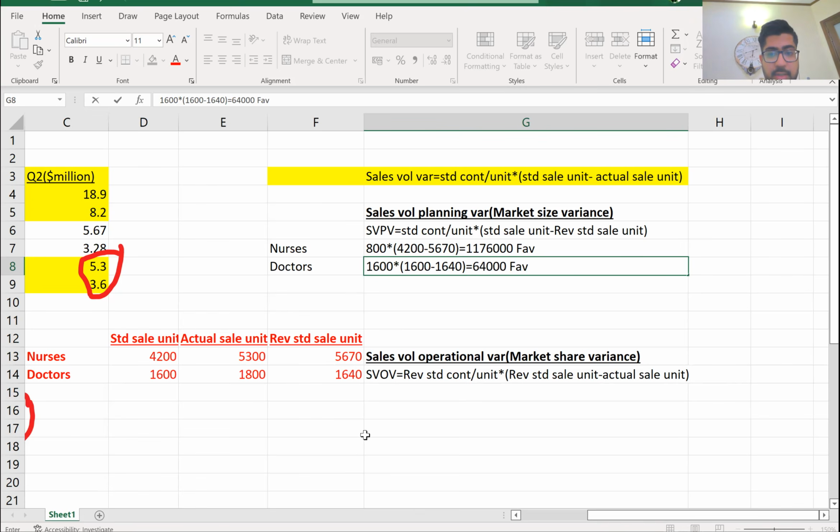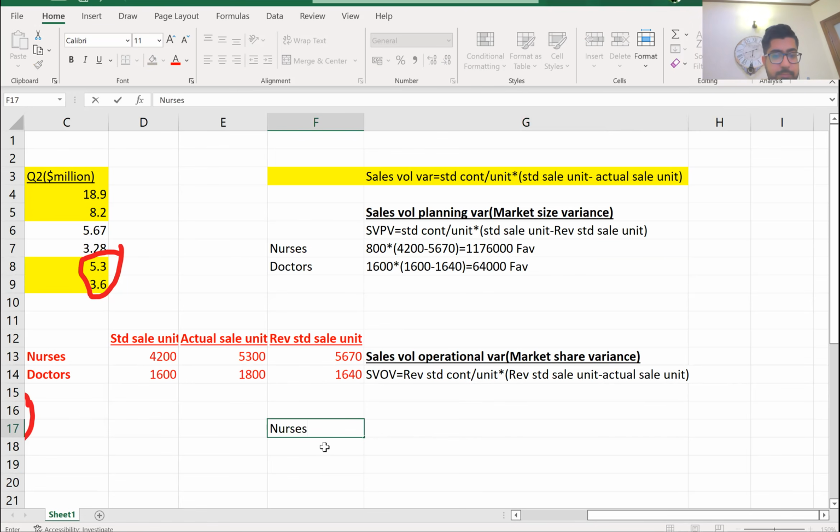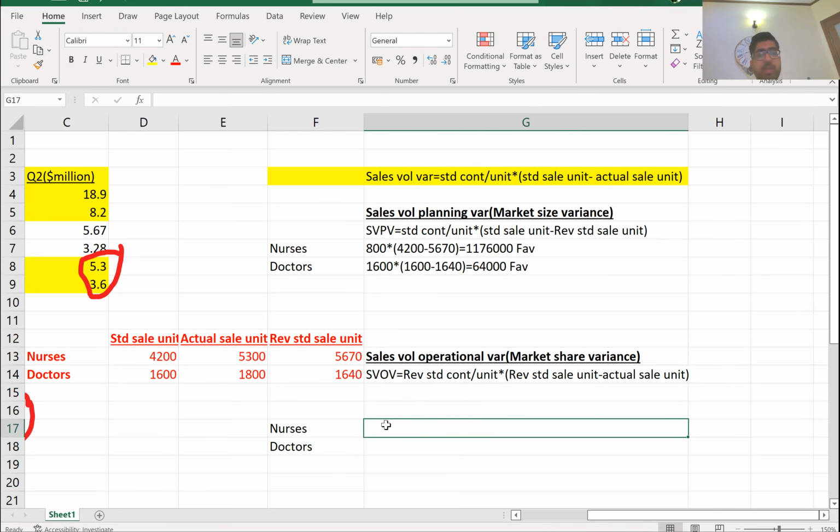And as far as the sales volume operational variance for nurses and doctors, for nurses the sales volume operational variance uses the revised standard contribution per unit. Was there any information that the contribution is changing in the question? No. So the revised contribution is also going to be 800 because the contribution is not changing. Revised standard sales units, you can see 5,670. Actual sales units of nurses, you can see 5,300. This makes it 296,000. And since the actual units are less than the revised standard sales units, this is going to be adverse.